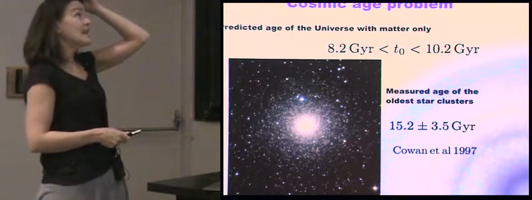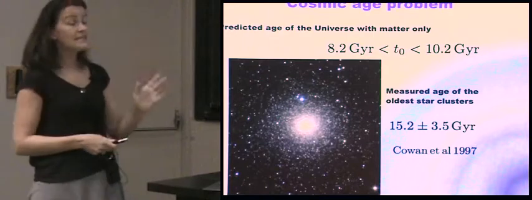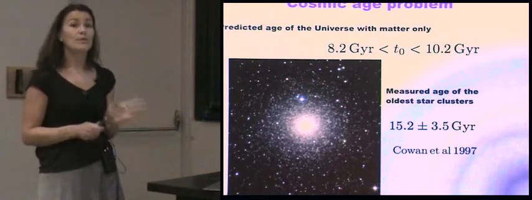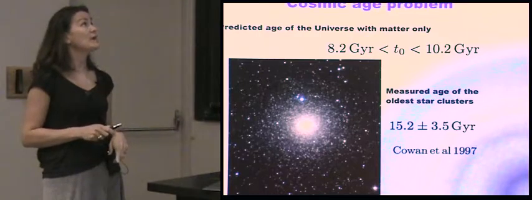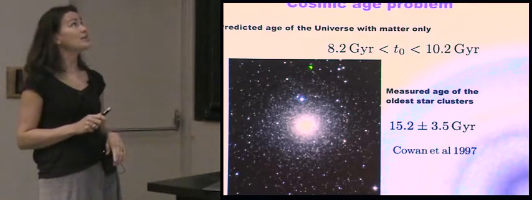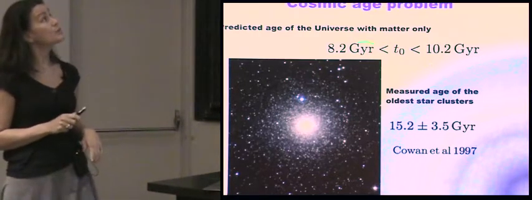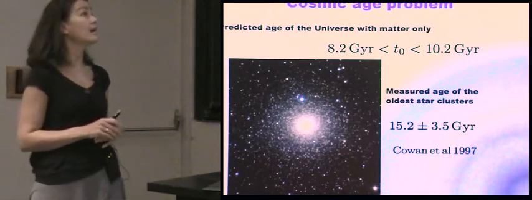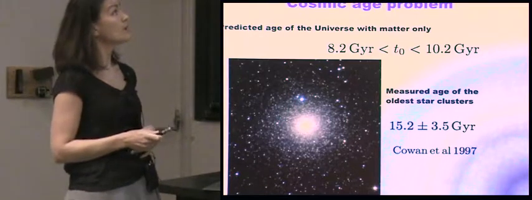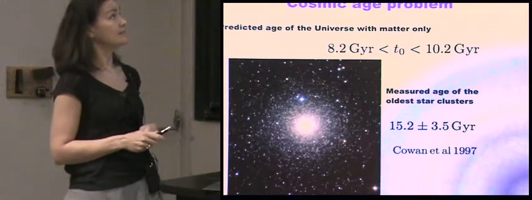So if you were to sit down and do the math of what the predicted age of the universe is with matter only, so dark matter and visible matter, you would end up with this age estimate of between 8.2 and 10.2 gigayears, so 10 to the 9 years. So this is billions of years, gigayears.